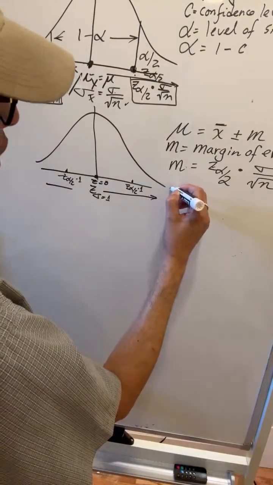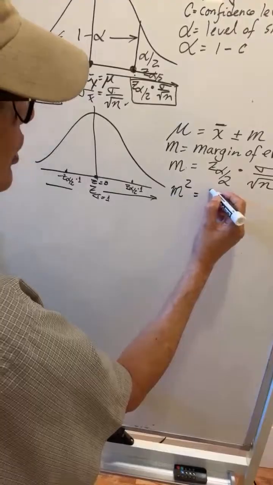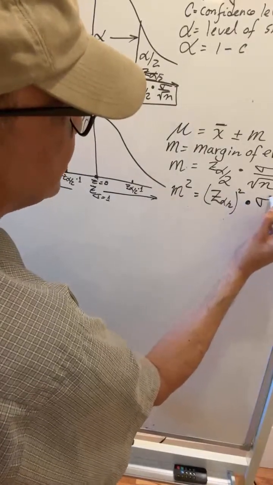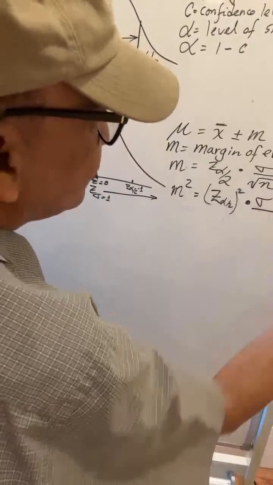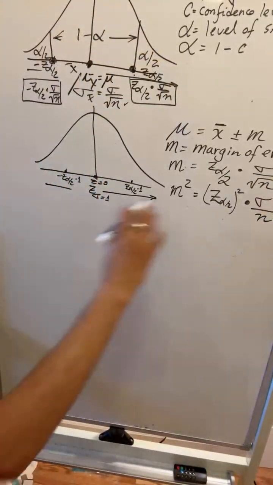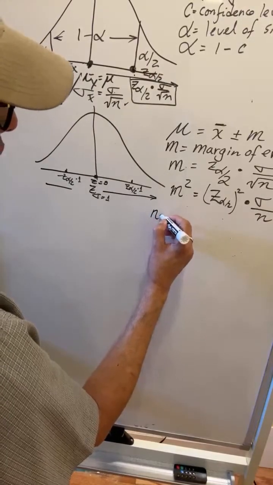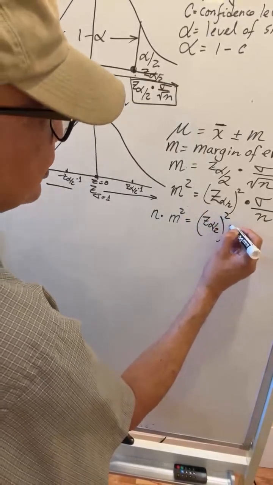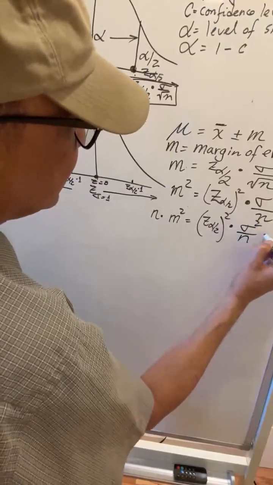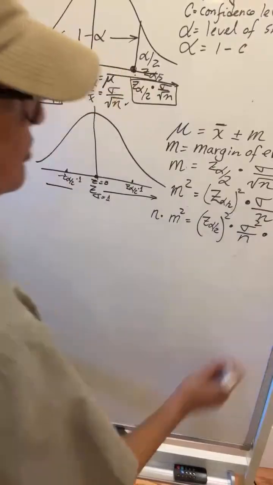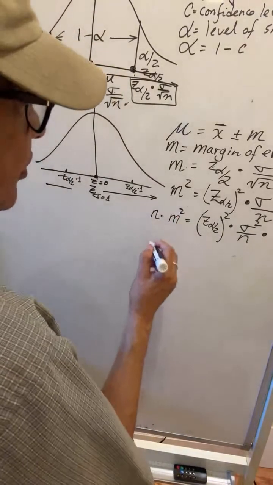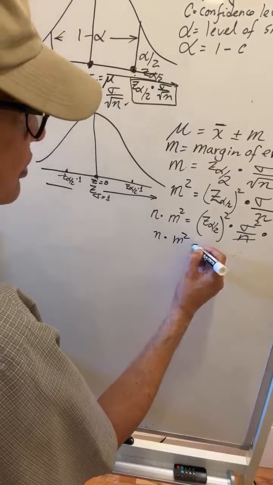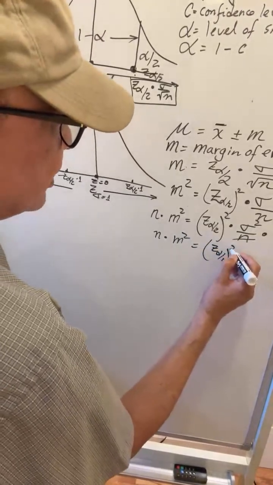Now this can be simplified if I square on both sides. M square is equal to Z alpha by 2 square multiplied by sigma square divided by square root of n times square root of n, which is n. Okay, so now I will multiply by n on both sides. N times m square is equal to Z alpha by 2 square times sigma square divided by n, and I have multiplied by n on the left side, so I will multiply by n on the right side. This n cancels with this n, and I'm left with n times m square is equal to z alpha by 2 square times sigma square.